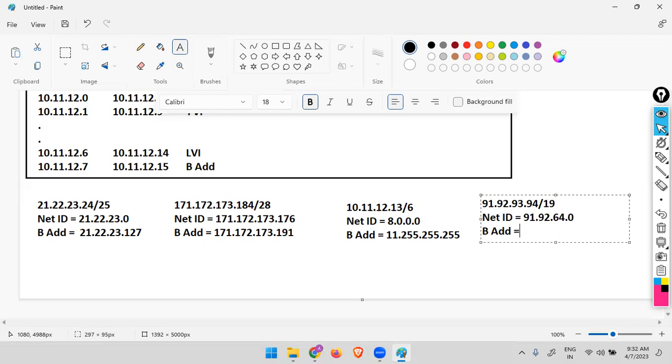91.92.64.0. Then 91.92.95.255. Because according to the third octet, your block size came to 32. First is 0, 32, 64. 64 plus 32 is 96, so the next network starts at 96. This will end at 95.255. So 64.0 and 95.255. And which value are we checking? The third value. Why? Because the interesting octet is the third octet. Is that clear?